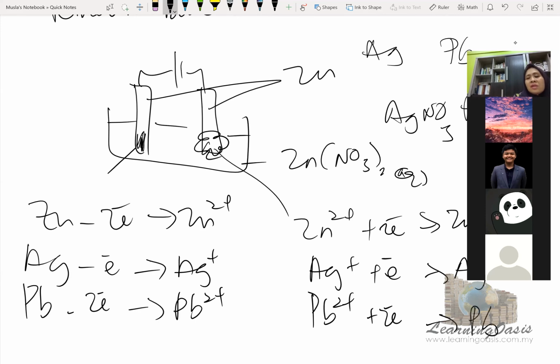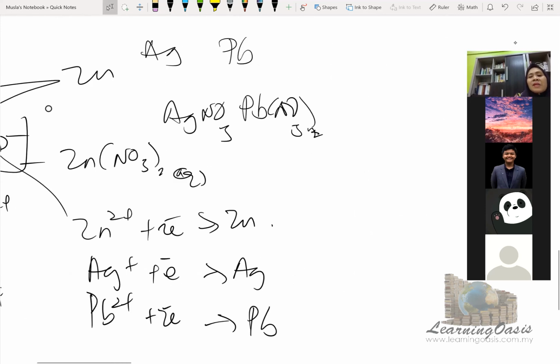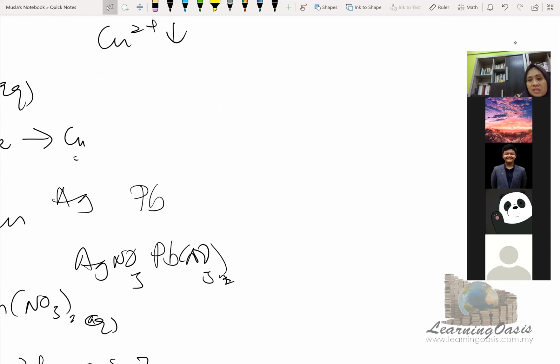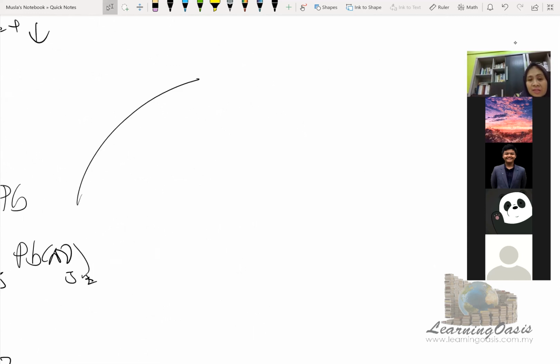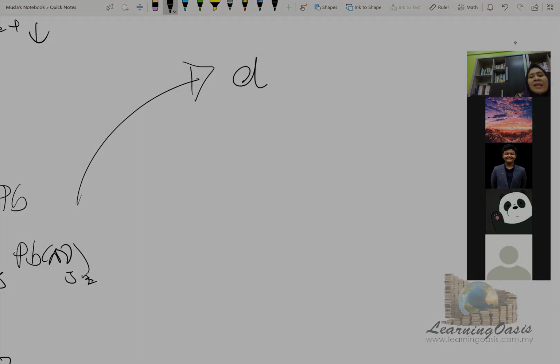Okay. Now, once you understand this, then only you know what's the application of electrolysis. You know already one application of electrolysis is extraction of metal. You can apply electrolysis for electroplating.